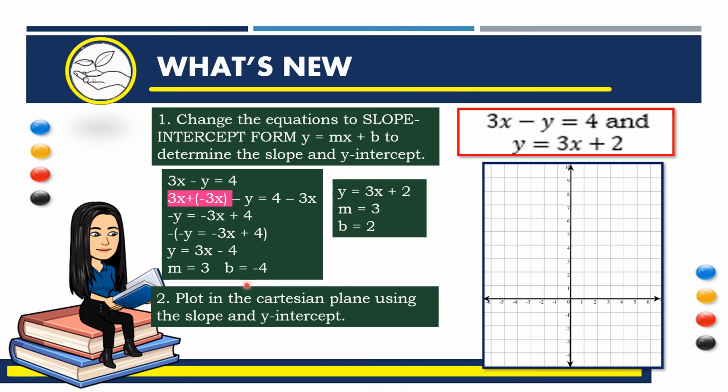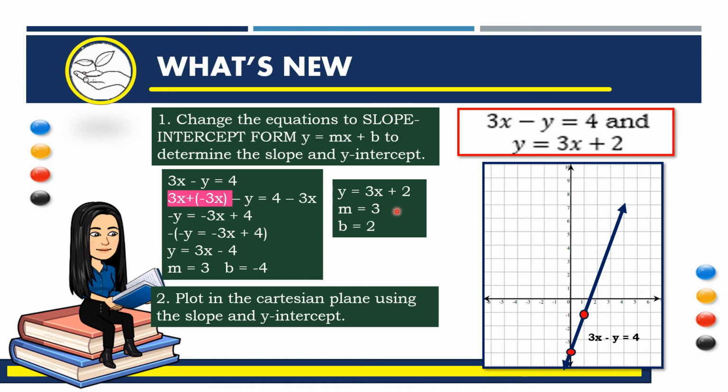What is the coordinate of this y-intercept negative 4? Yes, it is (0, negative 4). And here it is. Since the slope is positive 3, what are we going to do? Do you still remember? Yes, we have to move 3 units upward and 1 unit to the right. So here is the point, and this is the graph of the equation 3x minus y is equal to 4.